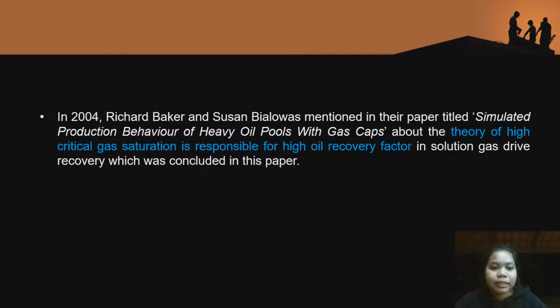The last example is in 2004, where Richard Baker and Susan Biolowas mentioned in their paper titled Simulated Production Behavior of Heavy Oil Pools with Gas Caps the theory that high critical gas saturation is responsible for the high oil recovery factor in solution gas drive recovery, which was concluded in this paper.